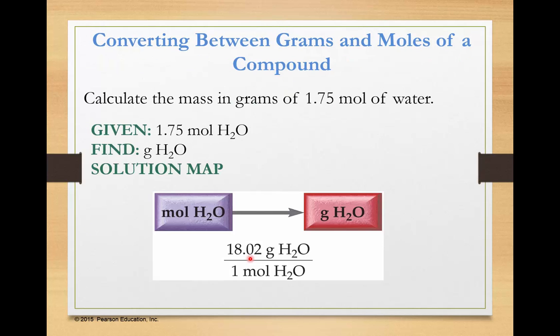Let's say, for example, we're asked to calculate the mass in grams for 1.75 moles of water. Right, so when we write it out, we know how much water we have in moles, 1.75 moles. And let's switch back to our pen down here. We're trying to find the mass, number of grams of water. All right, so this one's pretty straightforward.